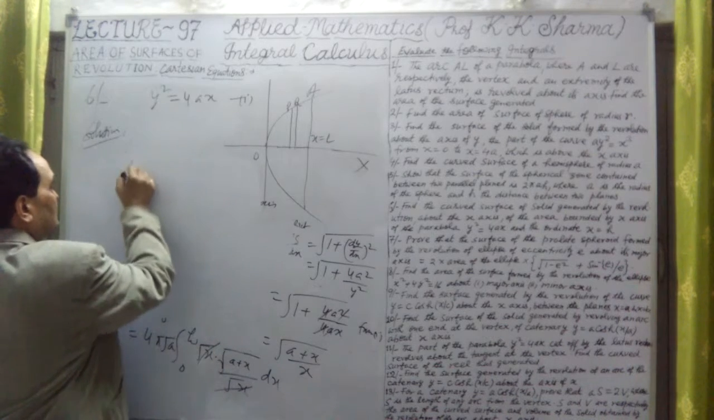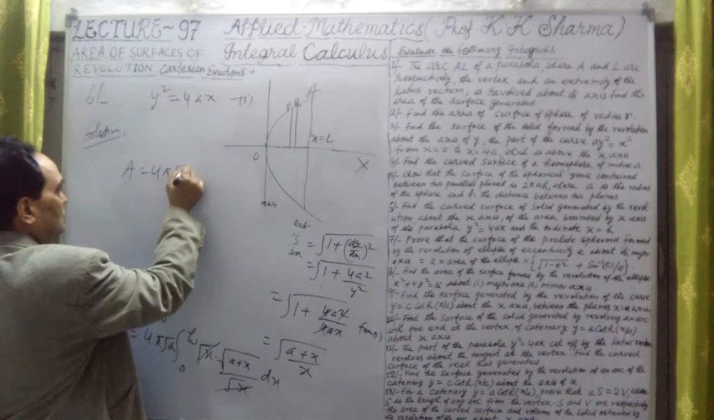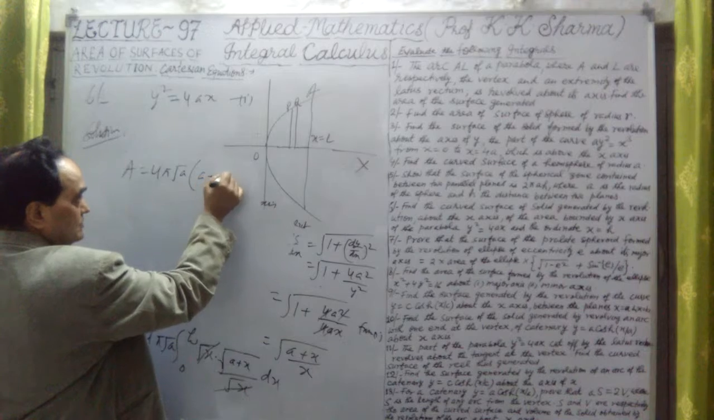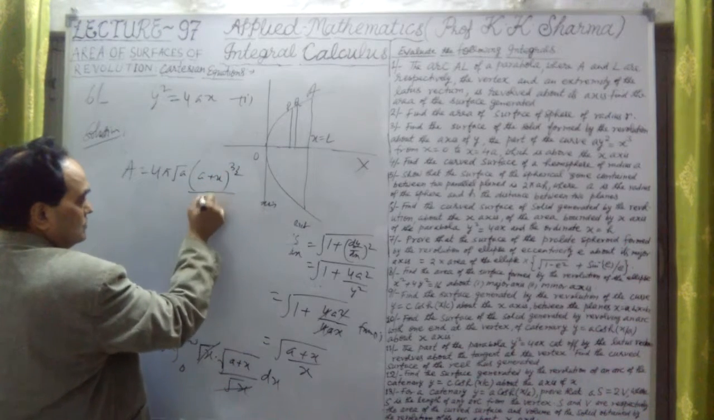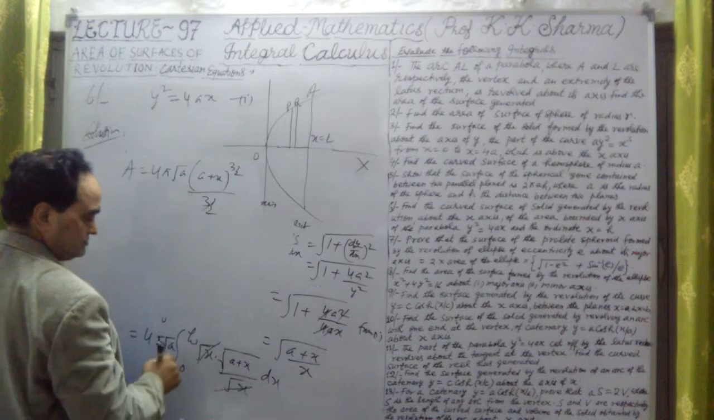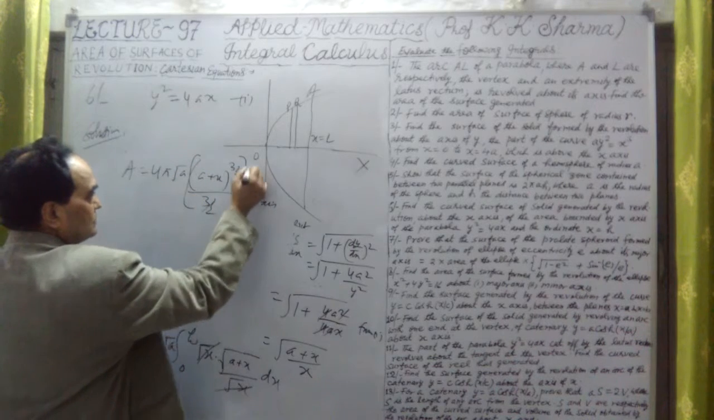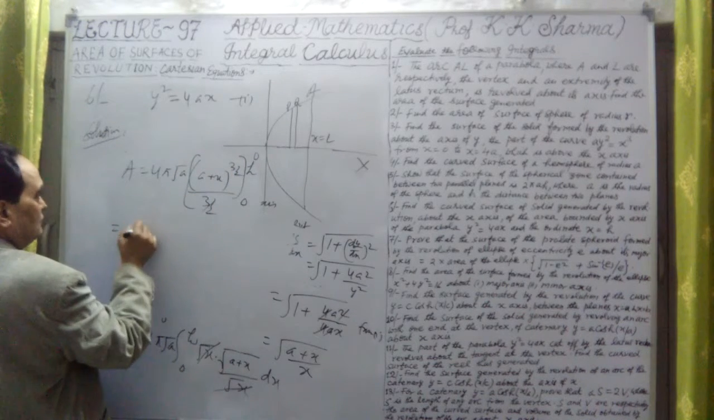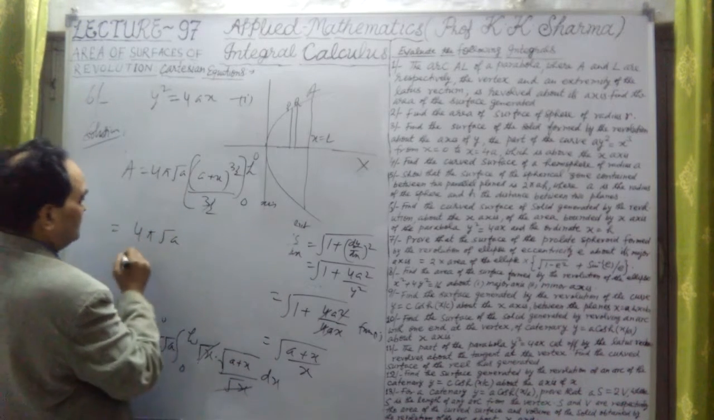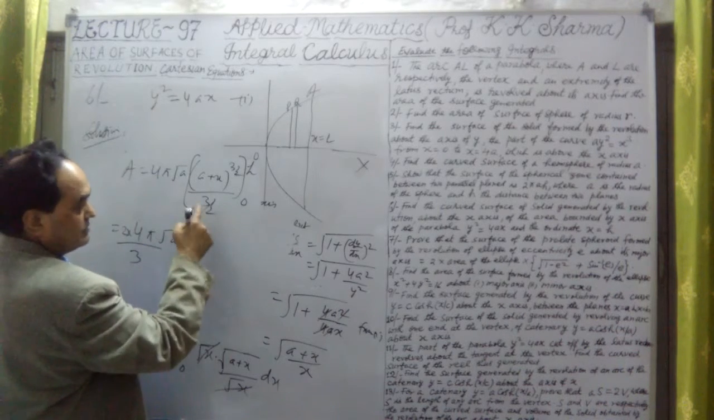Therefore, the area is obtained by integration of this, which is 4 pi under root a. Integration of under root a plus x is (a plus x) whole power 3 by 2 upon 3 by 2, with limits 0 to h. Therefore, this is nothing but 4 pi under root a into 2 by 3, this 2 by 3 will come here.